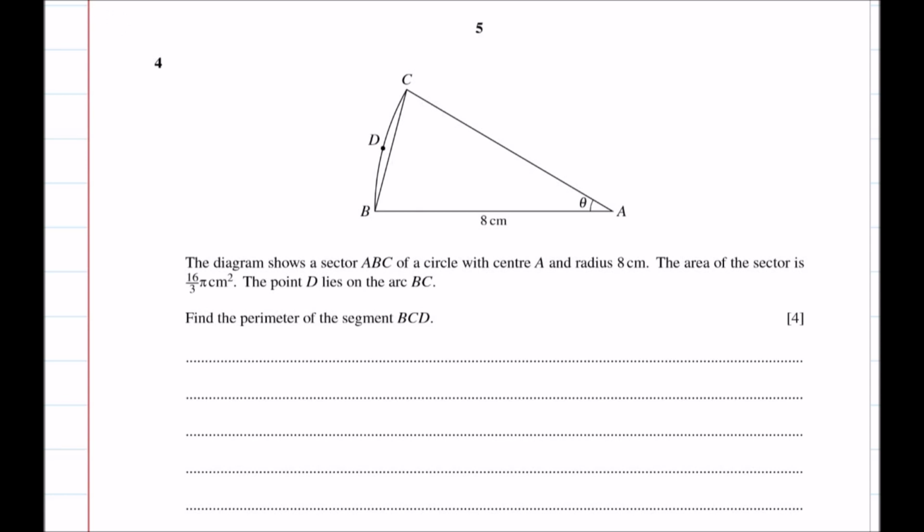question number 4. So in this question, we have a diagram, and the diagram shows a sector ABC of a circle with center A and radius 8 centimeter. The area of the sector is 16 by 3 pi centimeter square. The point D lies on arc BC. Easily we can see in the diagram. Find the perimeter of the segment BCD.